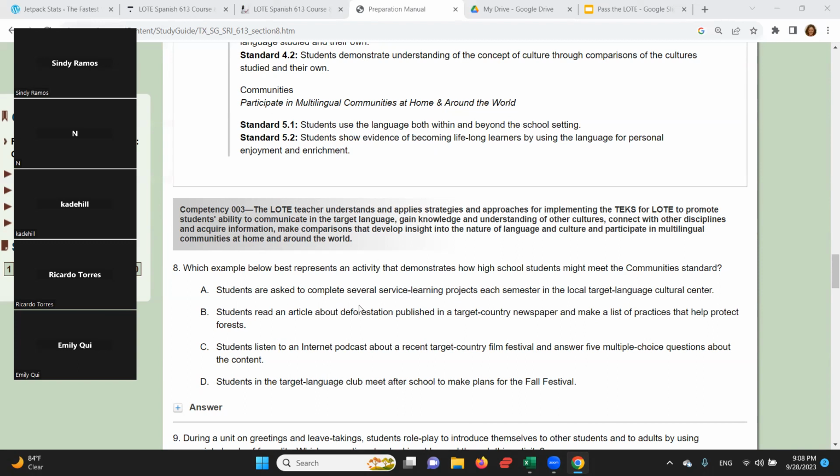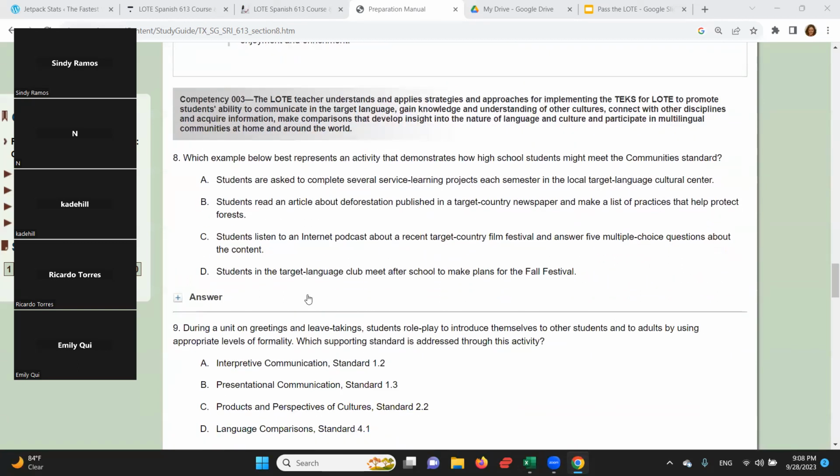Good. A is correct because they'd be using the target language. They'd be doing it outside of school and they'd be learning, it sounds like some of them at least will be doing it for showing that they're lifelong learners. So A is correct. So it's showing that they're using it outside of the classroom. All right.